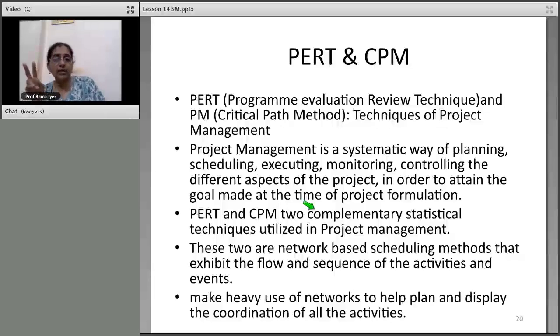But it is possible that tasks 2 and 3 can be done simultaneously. How do you schedule that? Those things are also taken care of. So it's network based. It is not linear. So it is possible that while you are doing 2, you are also doing 3, and then both meet together for doing 4. You understand?